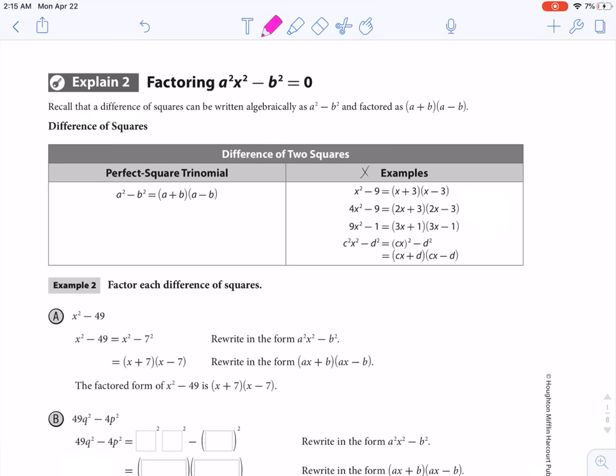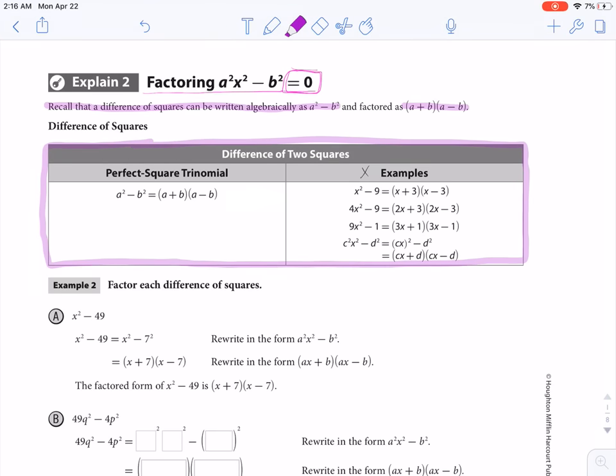So we're looking at factoring a squared x squared minus b squared equals 0. Again, we are going to be solving because we have this piece here. If we recall that a difference of squares can be written algebraically as a squared minus b squared and factored as the quantity of a plus b times the quantity of a minus b, we know that we have difference of squares. So I want you guys to box it, highlight it, do whatever you need to do so you see difference of squares.